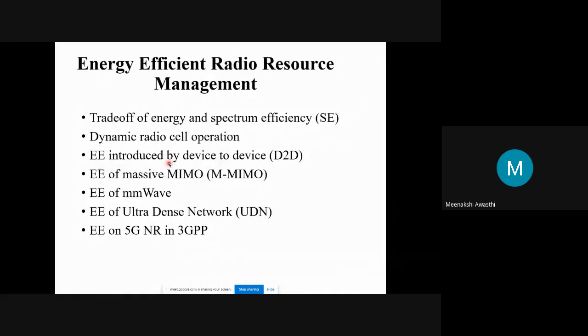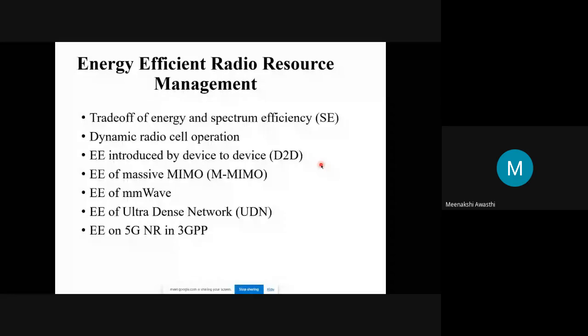The next is energy efficiency introduced by device to device communication. Energy efficiency can be introduced in a network by using device to device communication. D2D communication is direct communication between two devices using licensed or unlicensed spectrum resources. In that way also, we can improve the energy efficiency of a 5G network.